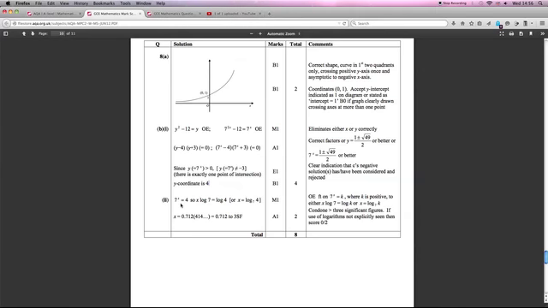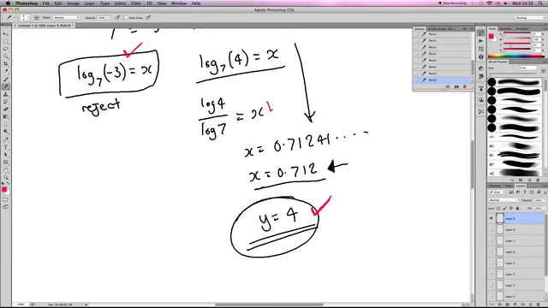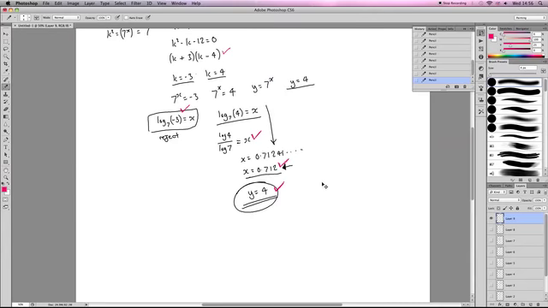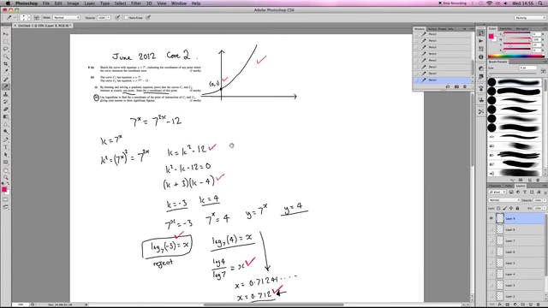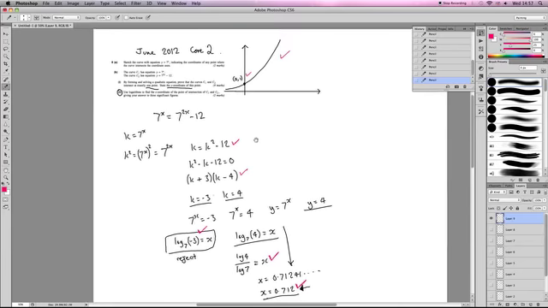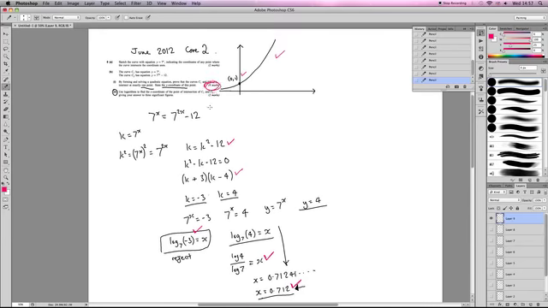Next one is they've logged it, so there's your log. And then they got the answer, which is 0.712. So I logged it, and there's my answer. So yeah, it's a bit jumbled. I'm not sure if they would give me the marks. So worst case scenario, I would have lost 2 marks here. So let's say worst case scenario, I did lose 2 marks.